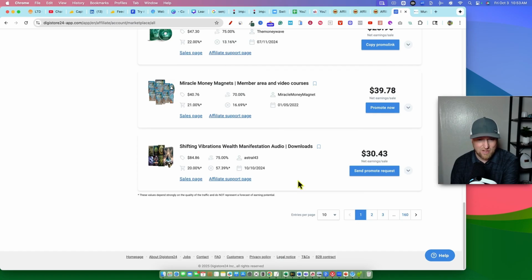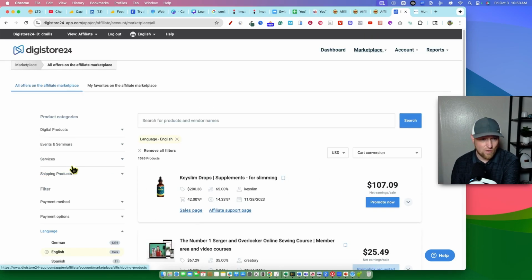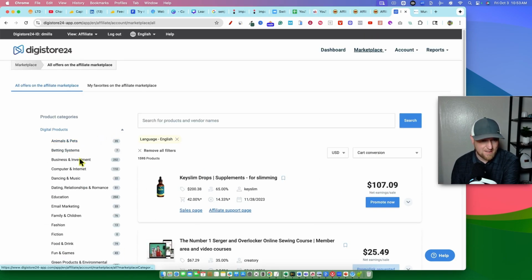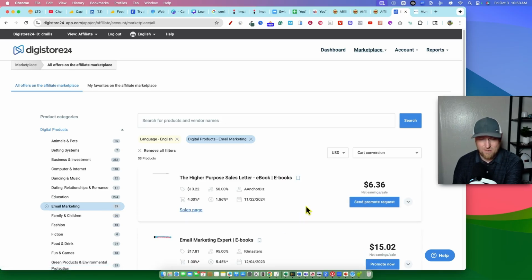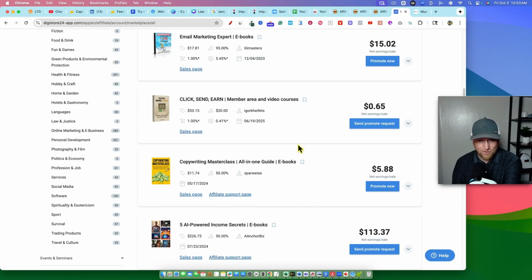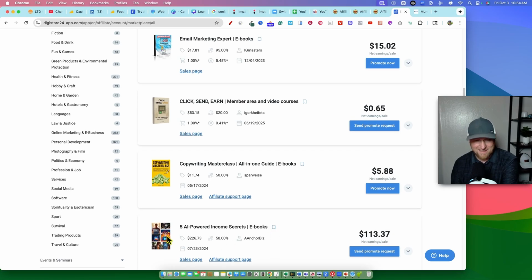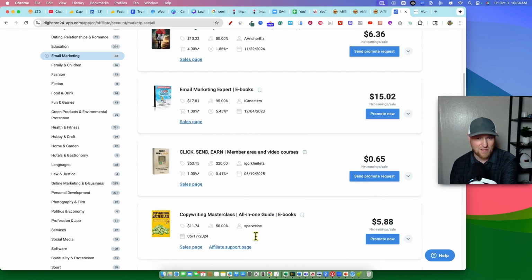This is how you could go in here and start looking at high converting offers. You can also sort by digital products, maybe email marketing. Let's say you're into email marketing. This tells you information that you want to know. There's stuff in here that's thrown in here, ebooks and stuff that's just not going to sell. You're not going to sell an ebook for $113.